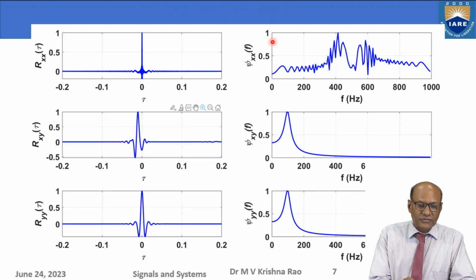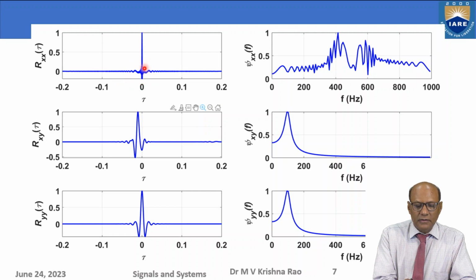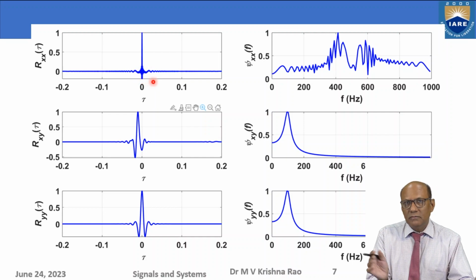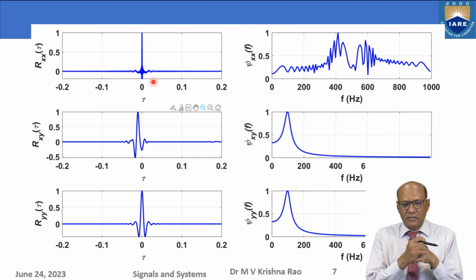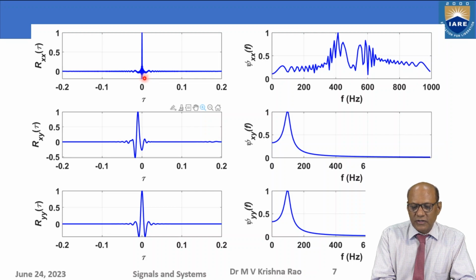Now let us come to the RXX, that is the autocorrelation function of this one. And if I find the autocorrelation function, it will have almost something like an impulse here. Then because the signal is wideband, wideband signals in time domain should appear compressed, correct? So the autocorrelation is almost like an impulse function.